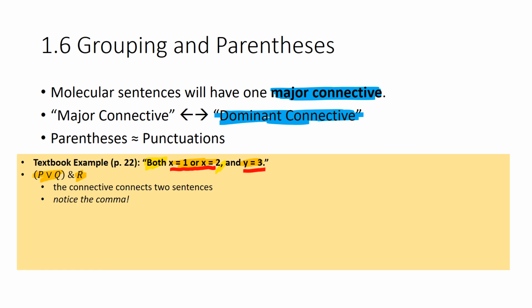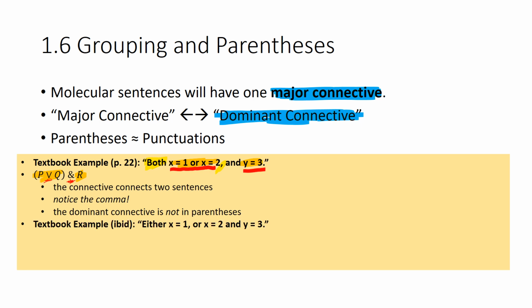Notice the comma. The comma is one major hint in terms of what is dominant. And also notice the dominant connective is not in parentheses. So the dominant connective is and. We have a conjunction, and the and right here is outside the parentheses, whereas the or is in parentheses. It's not a dominant connective, it's a minor connective.